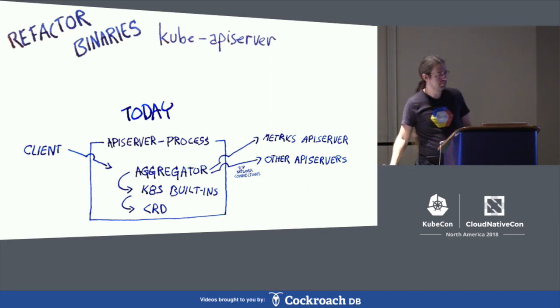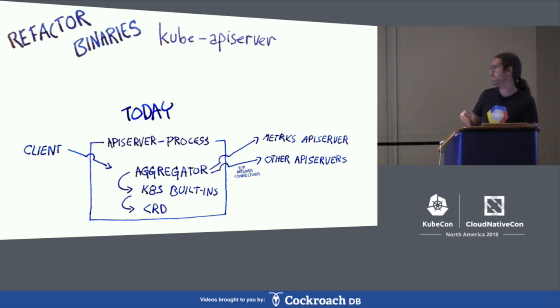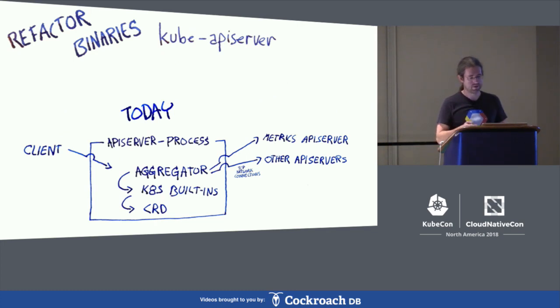So like I mentioned before, today we run the API server, and it's got a lot of stuff built into it. So the client talks to the aggregator, which might forward to the built-in Kubernetes resource handlers, and if it's not there, it might forward to the CRD API server. But the aggregator might also send you off to the metrics API server or some other API servers, and that's through network connections.